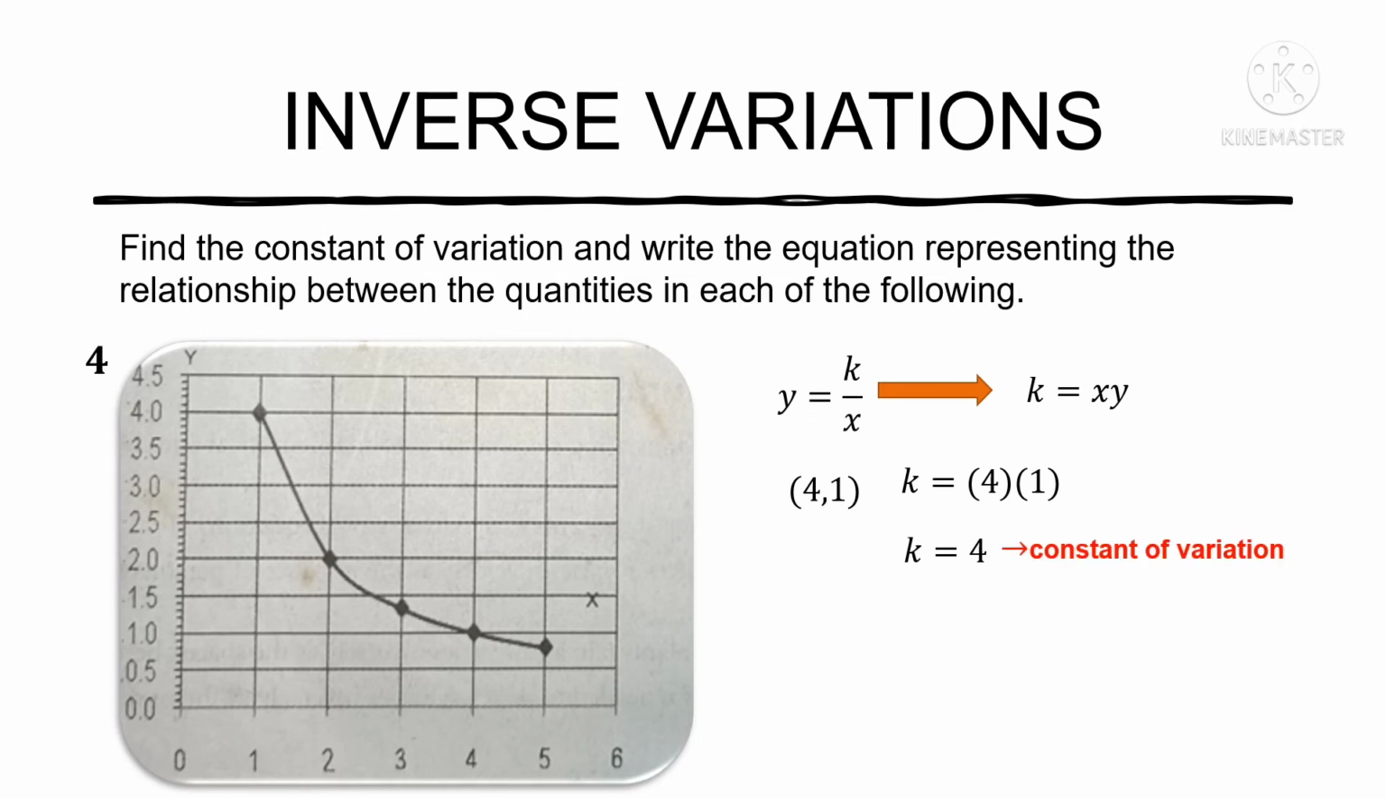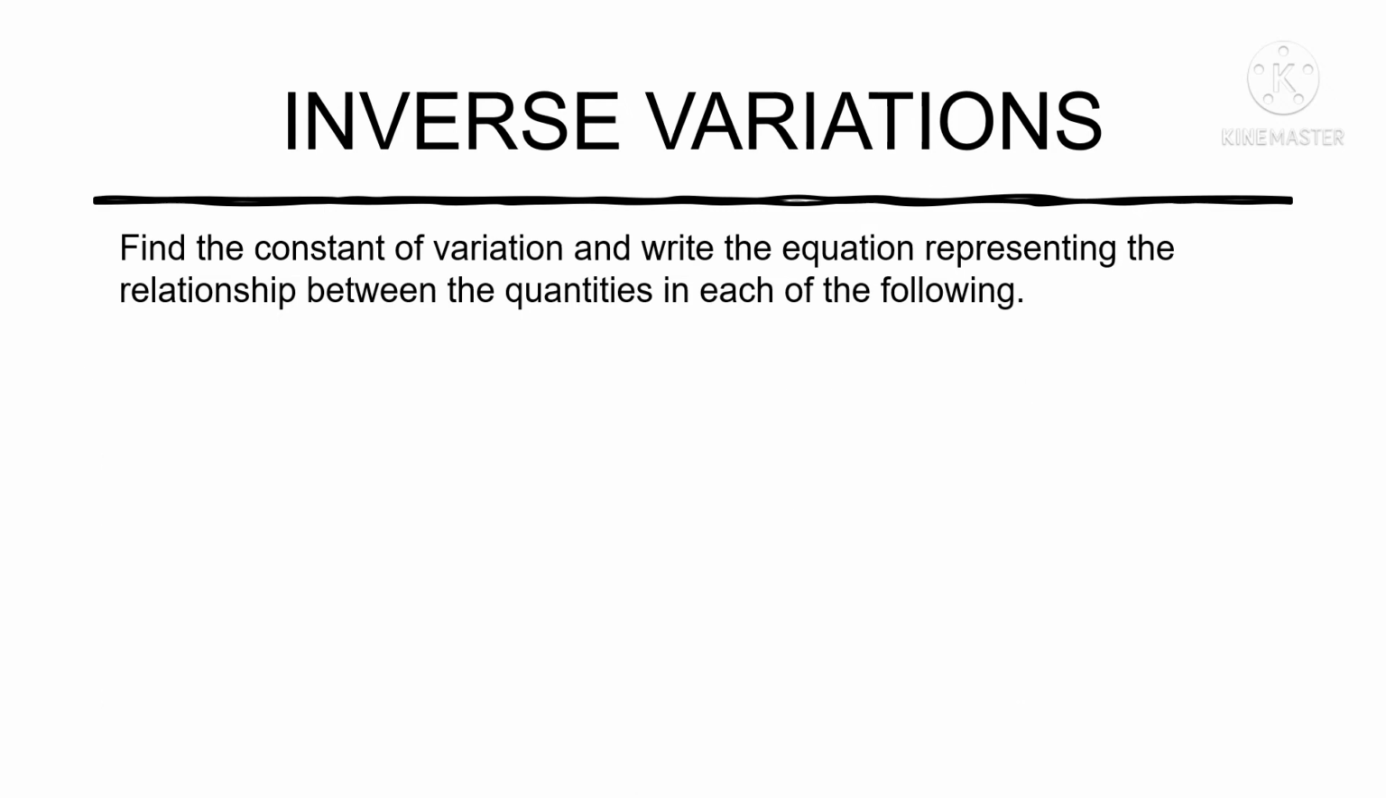Para makuha naman natin yung equation, lagay natin y equals 4 over x. So yan yung equation natin. So let us have number 5. This is a statement: y varies inversely as x and y equals 12 when x is equal to 5. Our objective is still to find the constant of variation and the equation.